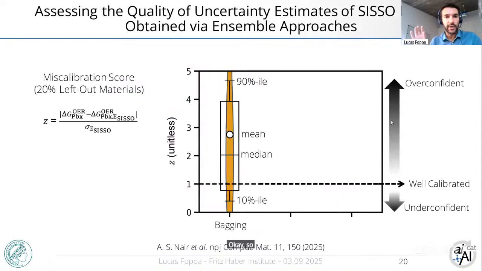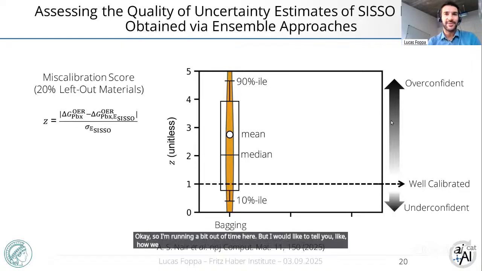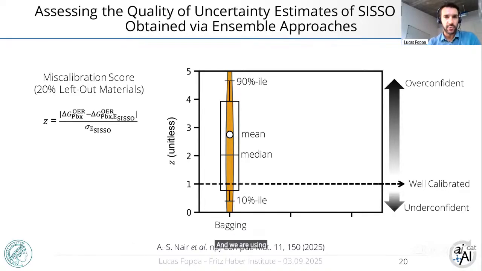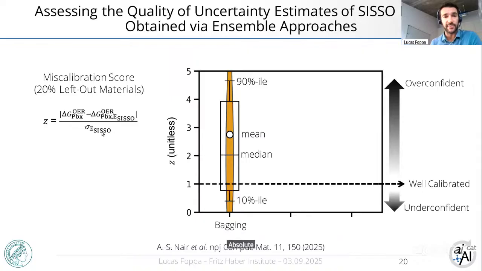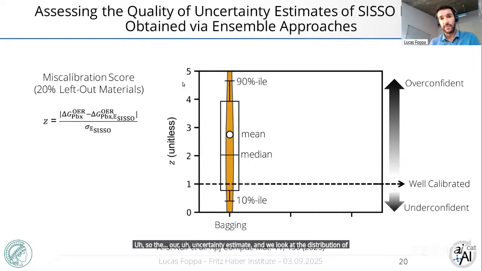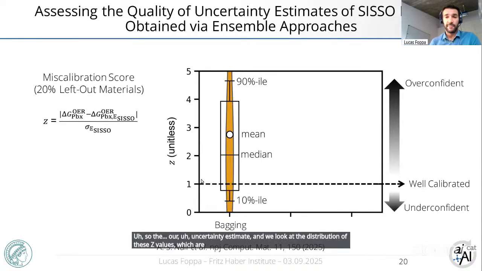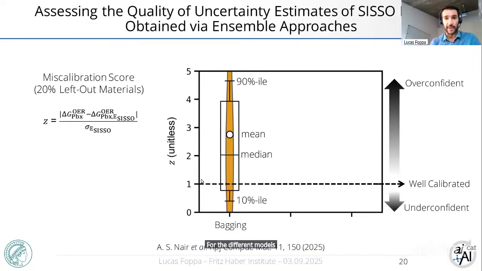Okay, so I'm running a bit out of time here, but I would like to tell you how we assess the quality of these uncertainty estimates. And we are using these different metrics. One of them is this miscalibration score, where we look at the ratio between the absolute error and the standard deviation of this ensemble, so our uncertainty estimate. And we look at the distribution of these Z values, which are unitless, for the different models or the different types of ensembles.